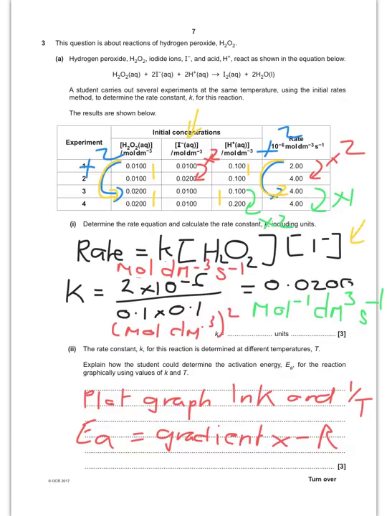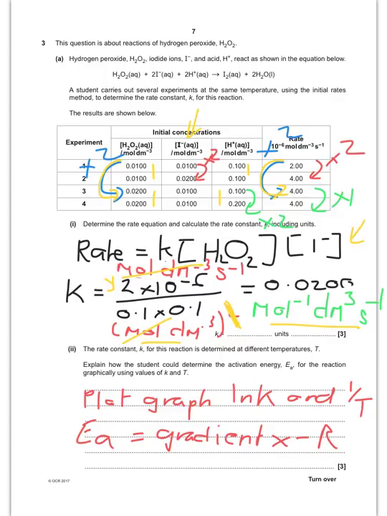0.0200. For your units, this is obviously your rate, which is in moles per decimeter cubed per second. Concentration over here is in moles per decimeter cubed, but that's squared. So the square is going to cancel with that. So you end up with it being moles to the -1 decimeters cubed, seconds to the -1, which is what you've got here.